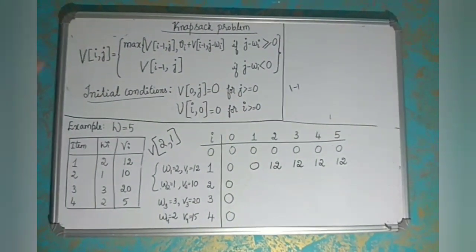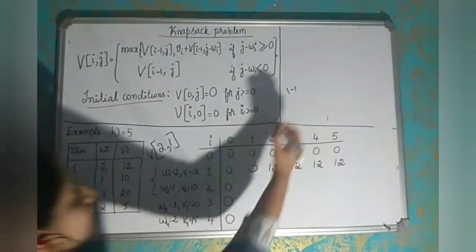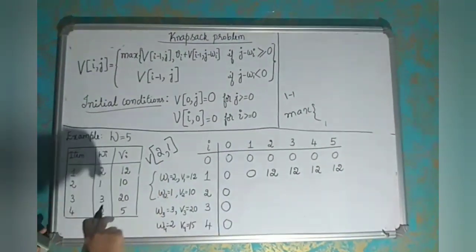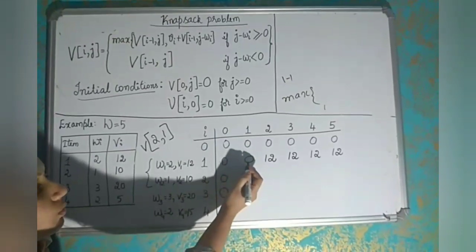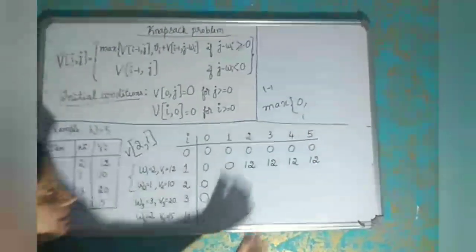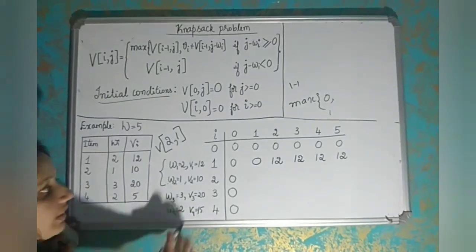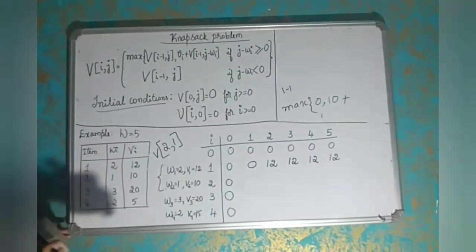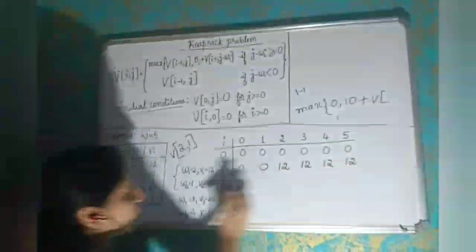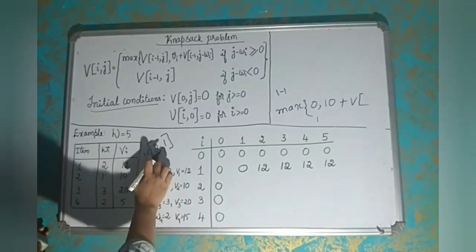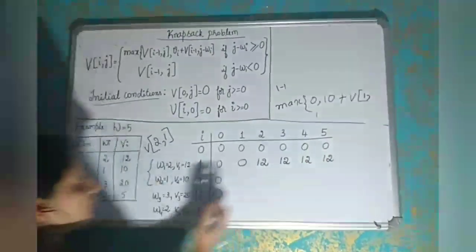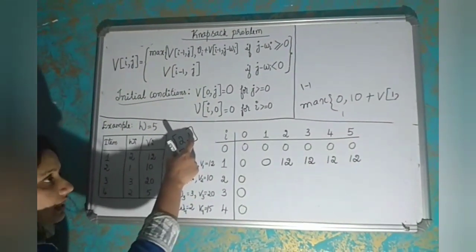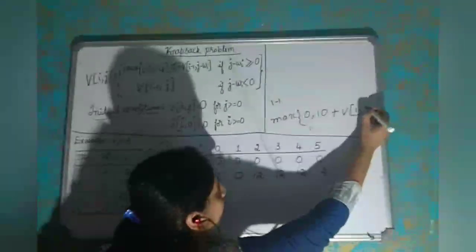In the first case, what it says, V of i comma j is equal to max of V of i minus 1 comma j. That means the previous row value. Previous row value you can directly write 0, comma Vi. Vi is what? 10. 10 plus V of previous row. Previous row is what? 1. So it is 1. And the j minus wi. What is j? j is 1. Wi is also 1. So it is 1 comma 0.